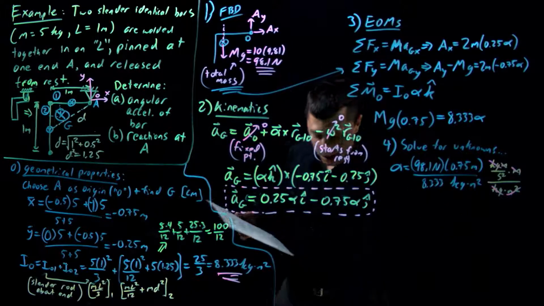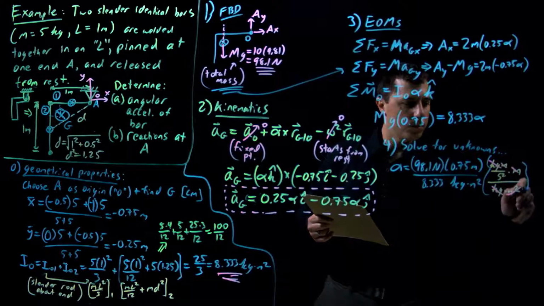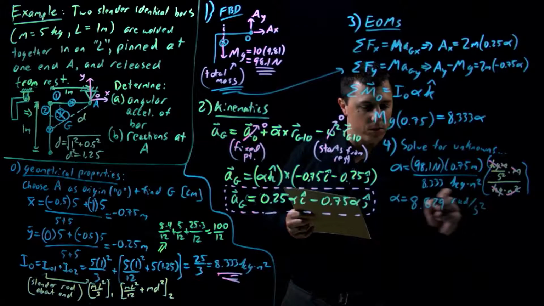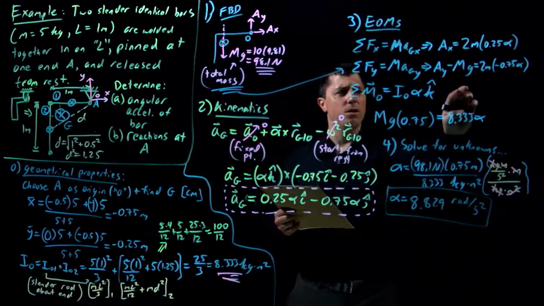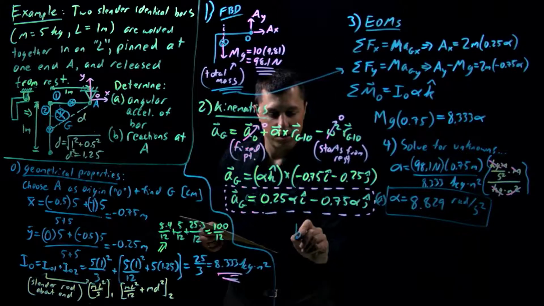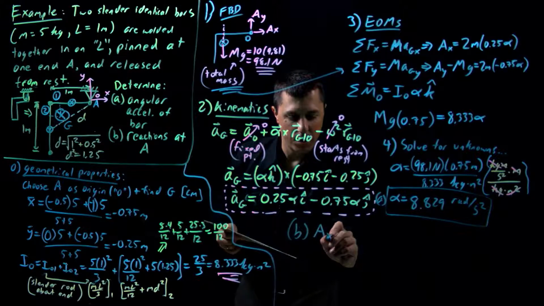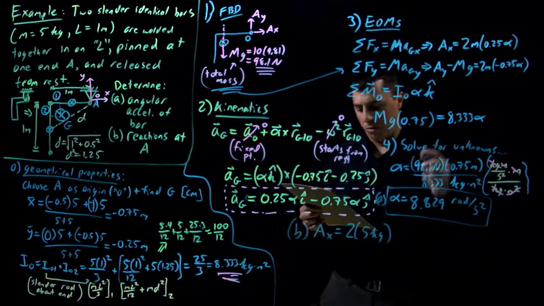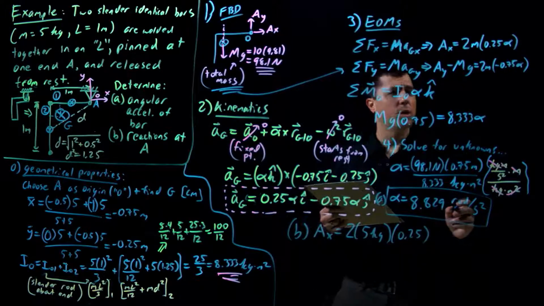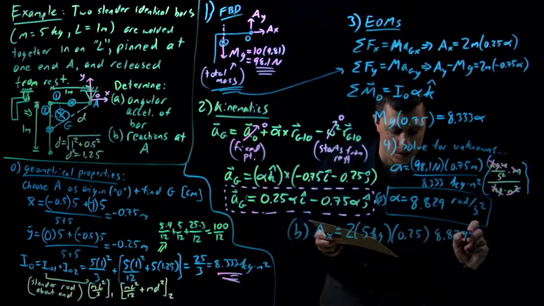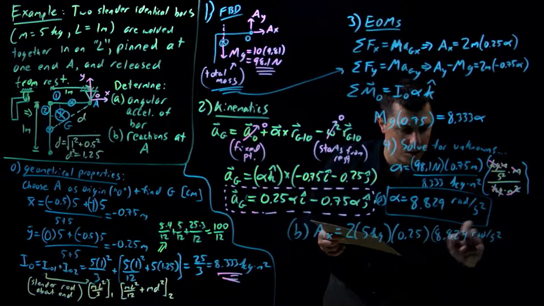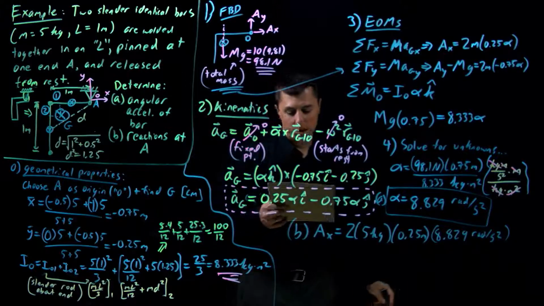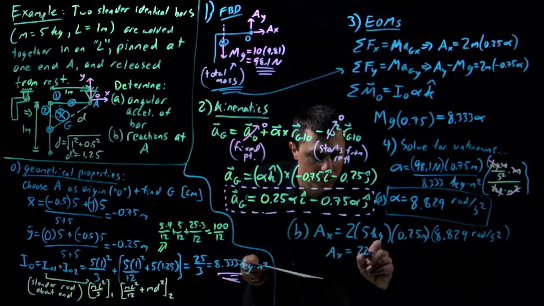Now that's the unit calculation. Now let's do the number calculation. So then alpha is 8.829 radians per second squared. Okay, then we can just come back up to here and solve for our reaction forces for part B. So this is A. When we get into B, our AX is just 2 times our 5 kilograms times 0.25 times our acceleration, which is 8.829 rad per second squared. And this 0.25 came from it being a distance earlier, right? Is the vertical drop in the y direction there. Plug all that in. AX is 22.07 newtons.